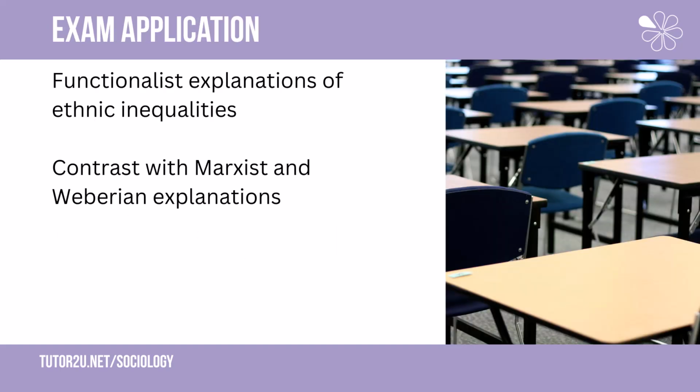For Cambridge OCR sociology students, Patterson's work can be applied in several ways. Her model can be used to illustrate how functionalists explain ethnic inequality and why tensions arise between different groups. It also serves as a useful contrast to Marxist and Weberian explanations, such as those of Rex and Tomlinson or Miles, which highlight structural causes of inequality. Students should also be able to evaluate Patterson's optimism and discuss how her theory fails to address the persistence of racism in modern Britain.